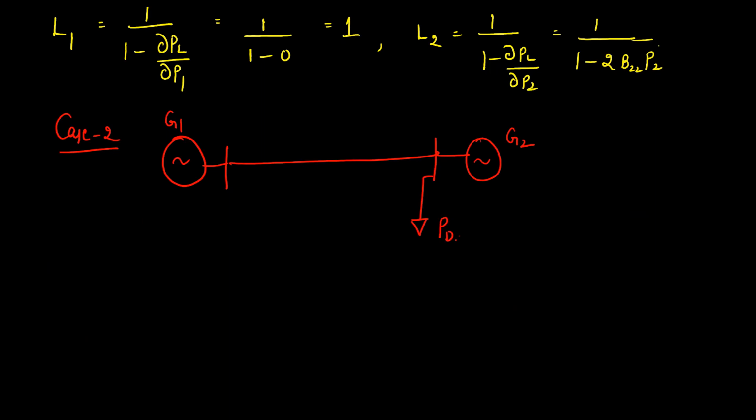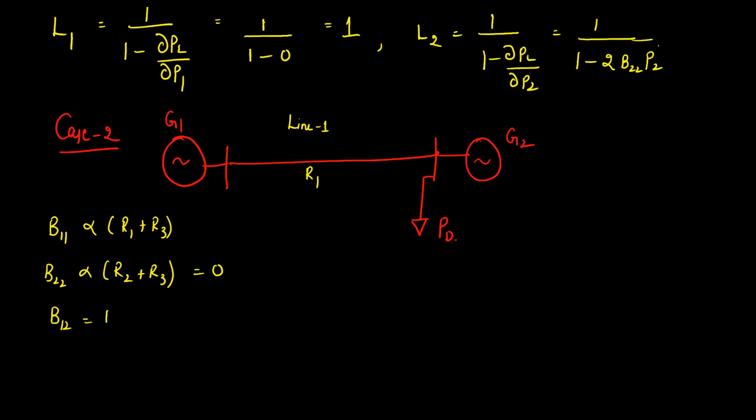Okay, now which is the line here? Then this line will become, if you correlate with our original system, line 1 and this resistance is R1. So here your B11 will be there because it is directly proportional to R1 plus R3. Your B22 will be equal to 0 because it is directly proportional to R2 plus R3. Here both R2 and R3 are 0. And B12 equals B21, which is directly proportional to R3. Since R3 is 0, they are also 0.